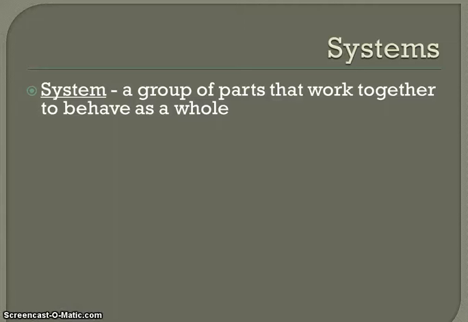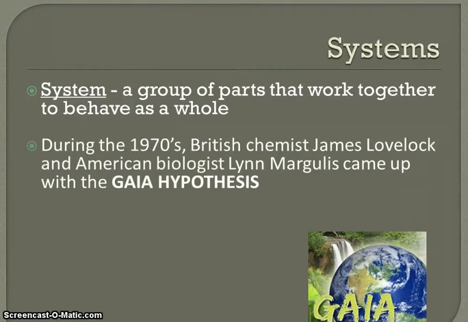A system is a group of parts that work together to behave as a whole. You can think of the human body as a system. You have systems within a system. You've got your nervous system, your endocrine system, your reproductive system. Without one of those, the human body would not work. So they work together to create one larger system.